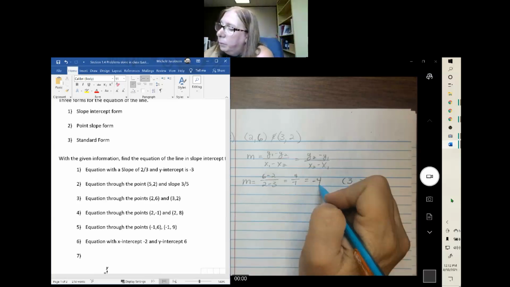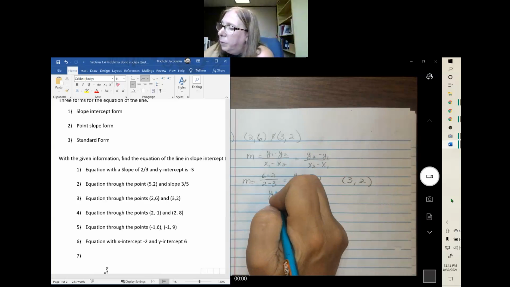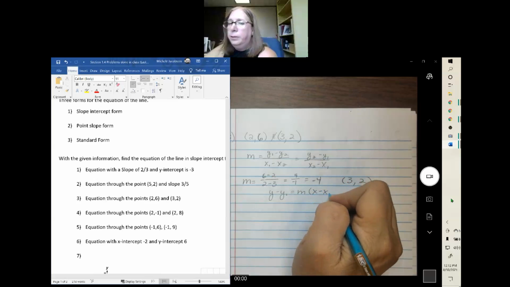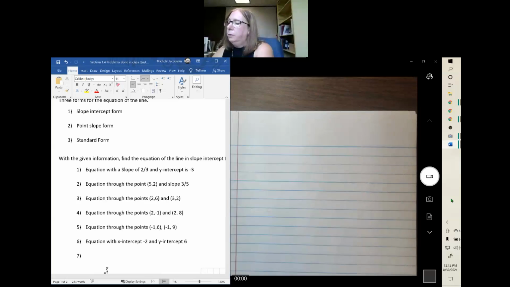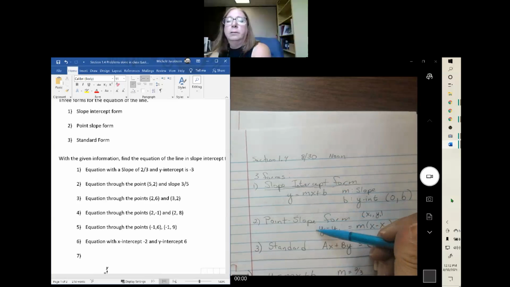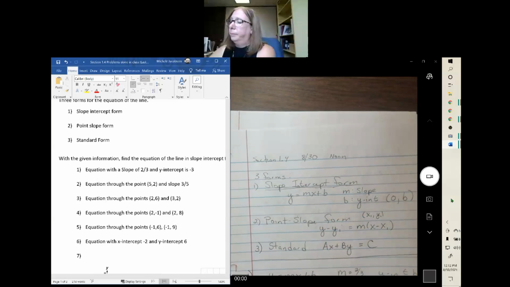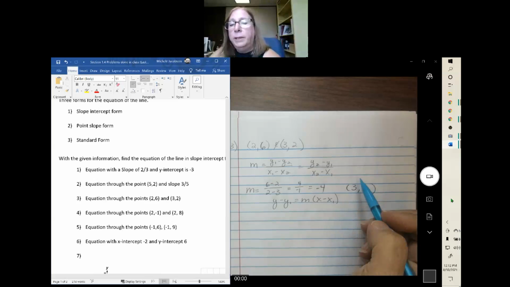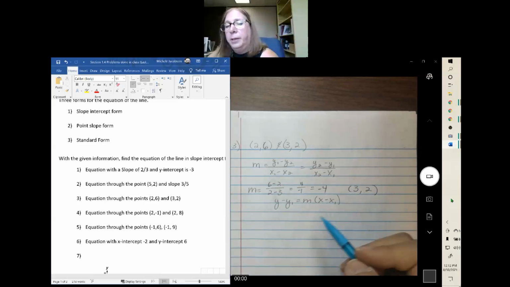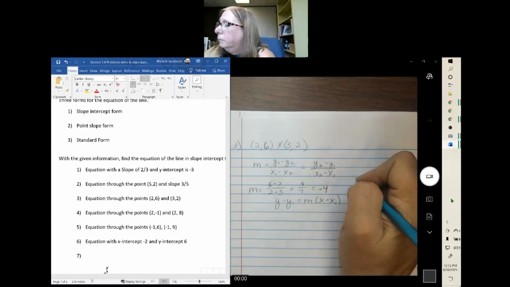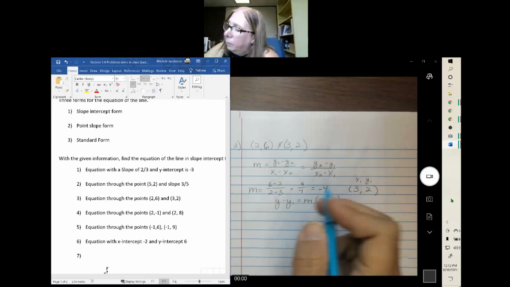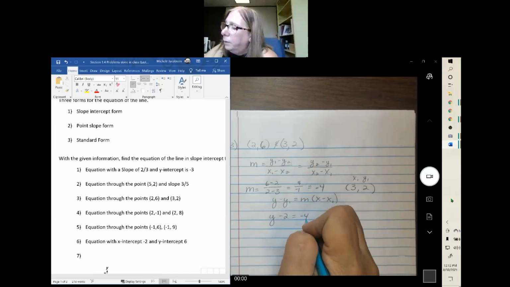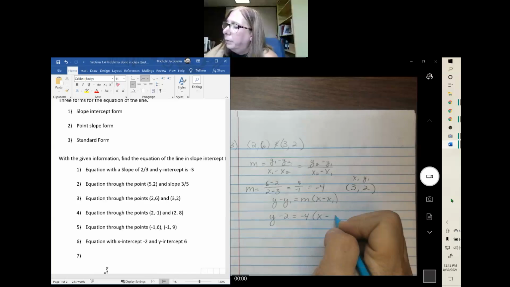So now we have a point and a slope. y minus y1 equals m times x minus x1. And you do want to make sure you memorize these equations. If you write the formulas every time, you'll have them memorized. y minus 2 equals -4 times x minus 3.